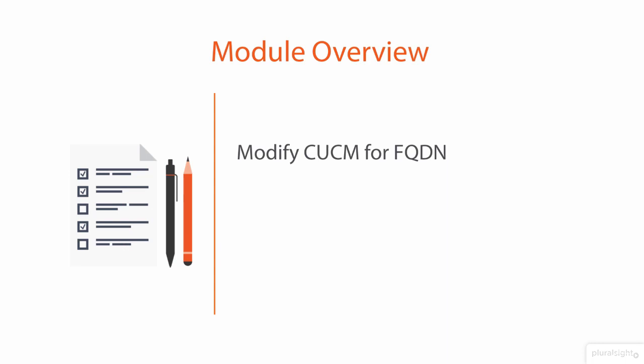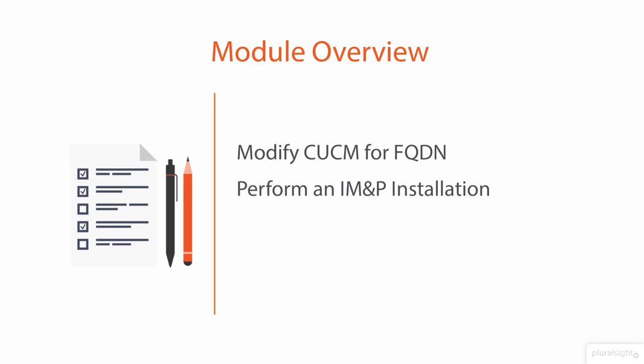In this module, we're going to talk about the prerequisite that I hinted to a moment ago, and this is going to be modification of the Cisco Unified Communications Manager server definitions to use fully qualified domain names. And I'll get into that in the next slide, so let's just jump over that for the time being.